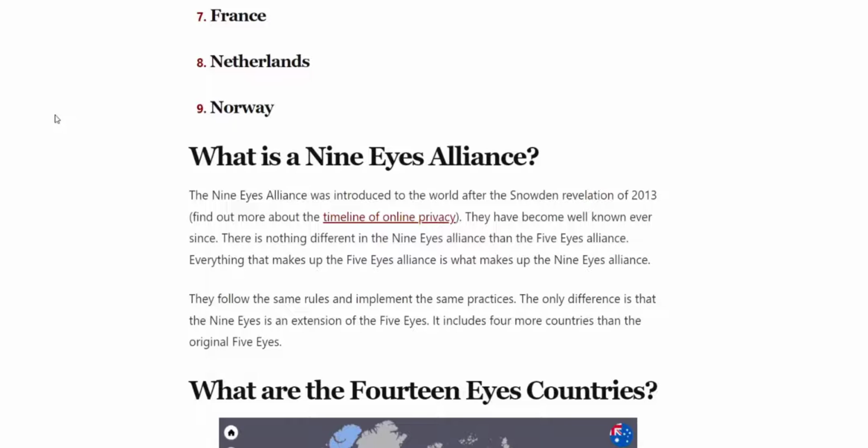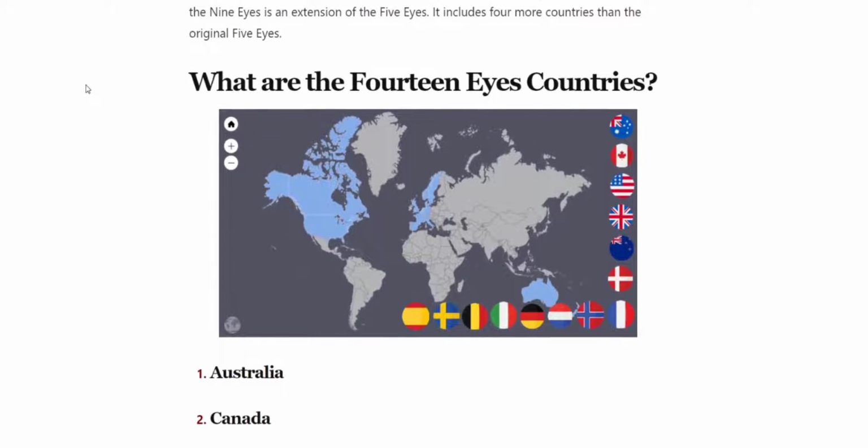There is nothing different in the 9 eyes alliance than the 5 eyes alliance. Everything that makes up the 5 eyes alliance is what makes up the 9 eyes. They follow the same rules and practices. The only difference is that 9 eyes is an extension of the 5 eyes and includes more countries than the original 5 eyes. So what are the 14 eyes?